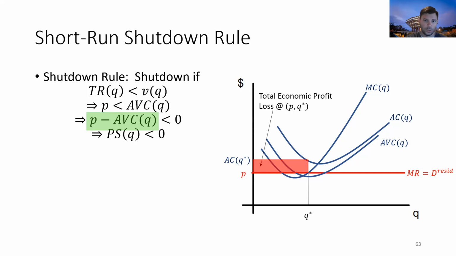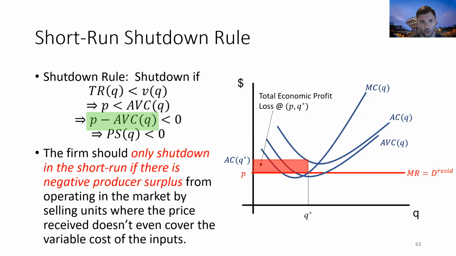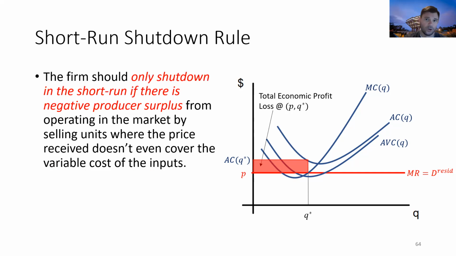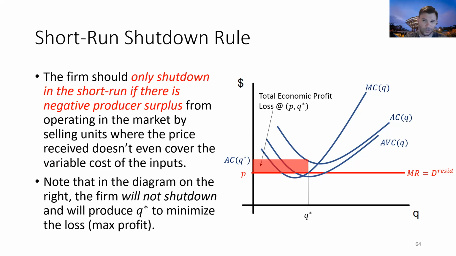Okay? So these are all equivalent conditions. The firm should only shut down in the short run if it would make negative producer surplus from operating, right? Those fixed costs are sunk. We can ignore them and just think about, are they making producer surplus or not? So we said a moment ago that this firm on the right will not be shutting down, because the price is above that shutdown point, the minimum of the average variable cost curve. And price is above that minimum.